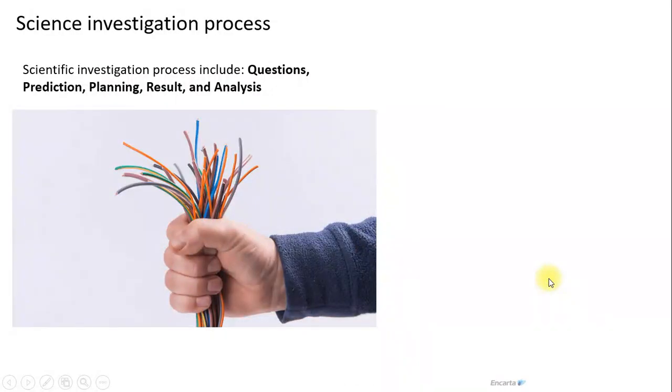Now, science investigation process. Like I said earlier, science investigation involves 5 steps or 5 stages or 5 processes, as the case may be. We have the question stage, we have the prediction stage, the planning stage, the result stage, and the analysis stage. Okay, each of these stages will be dealt with in this lesson.